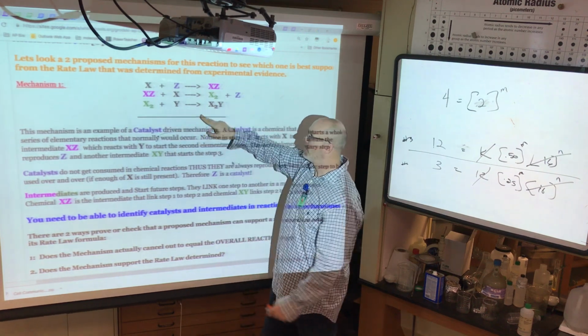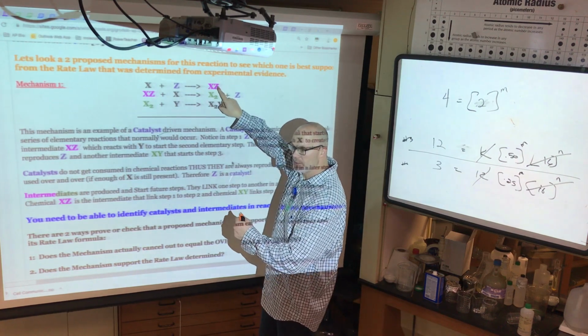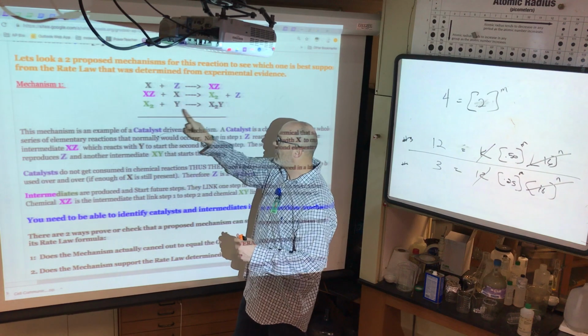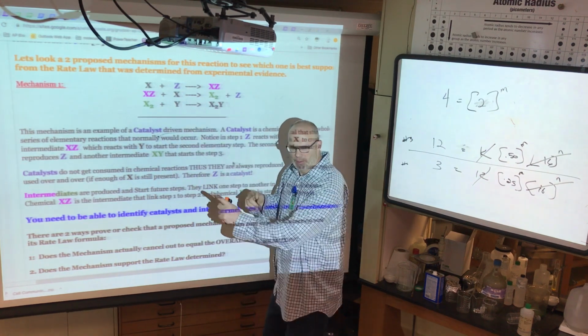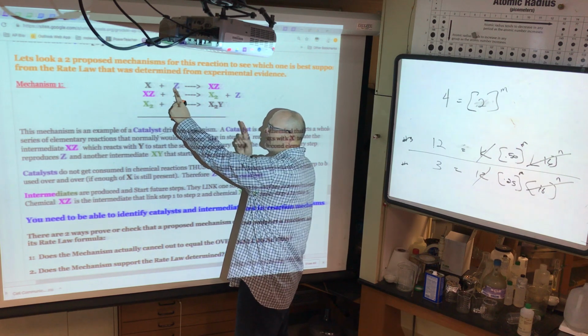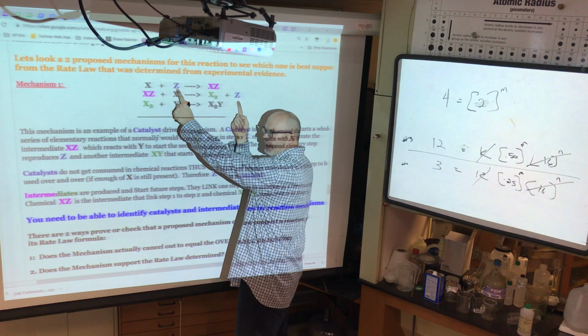That's an intermediate. So they'll ask you on an AP test, where are the intermediates? And they get produced, and they link one step to another. So there's 2 intermediates here. But notice there's another chemical that's not being produced, starting on the reactant side, but being reproduced. That, my friends, is a catalyst.